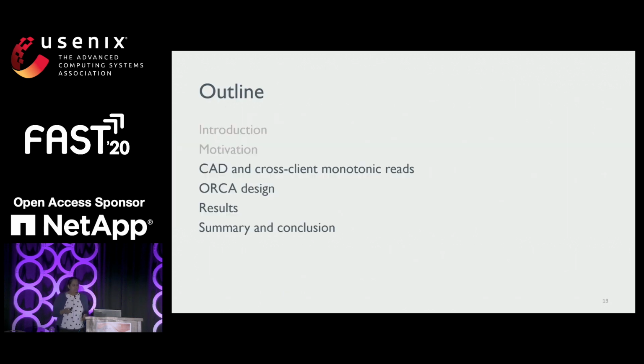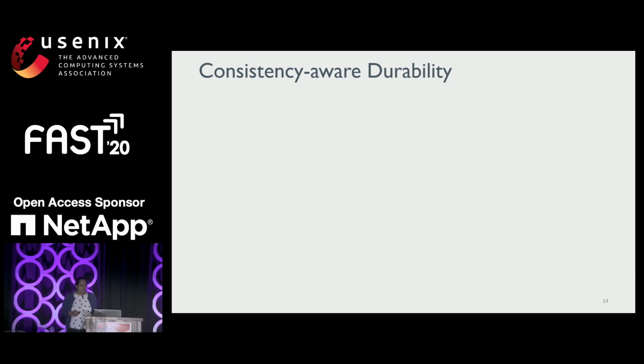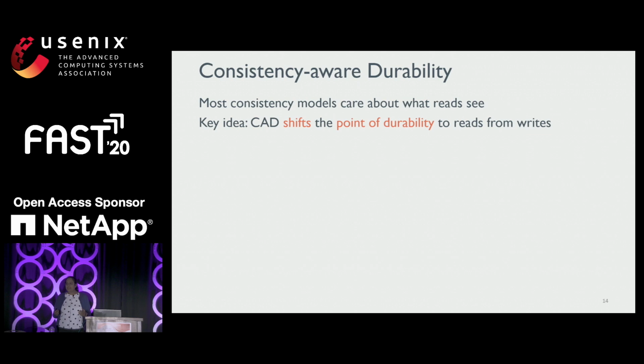So to this end, in this work, we introduce a new durability model that we call consistency aware durability, which I'm going to describe now. We first realized that for most consistency models, they care about what values they see upon reads. So based on this intuition, the key idea behind consistency aware durability is to shift the point at which the system makes the data durable from writes to reads.